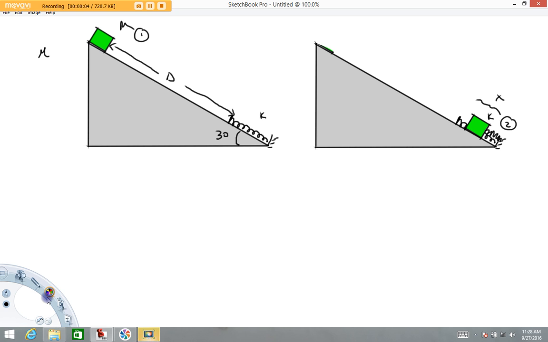The purpose of this video is to demonstrate how to write a work energy equation, trying to take into account all energy transfers that can show up in a lot of these problems.